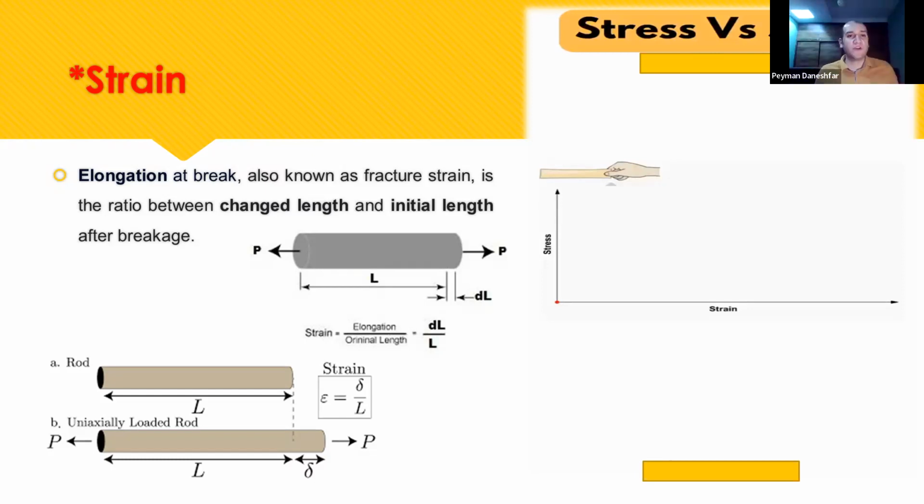Elongation at break, also known as fracture strain, is the ratio between the change in length and the initial length after breakage. If you see that our numerator is the dL, the differential of the length, the difference of the length, but our denominator is L, because it is the initial length. So what is the strain? You can find it with this formula.